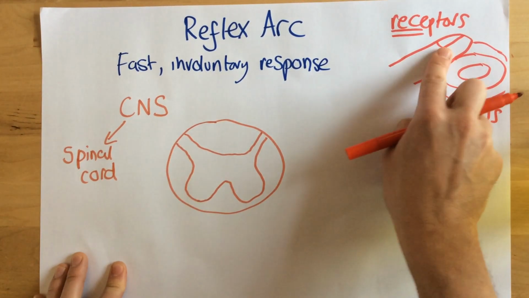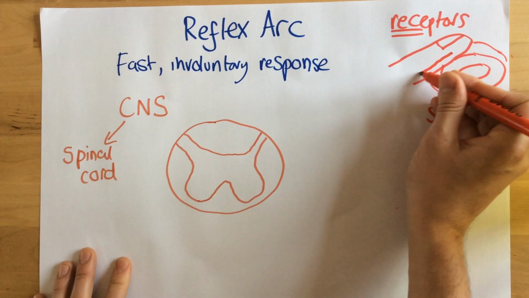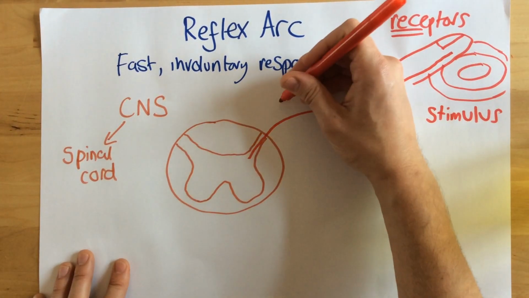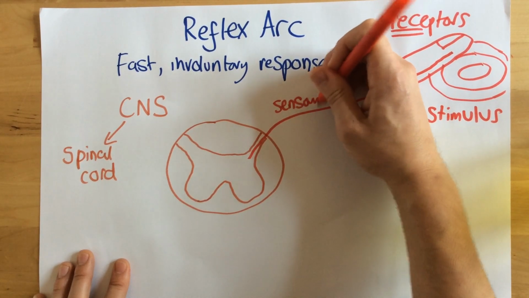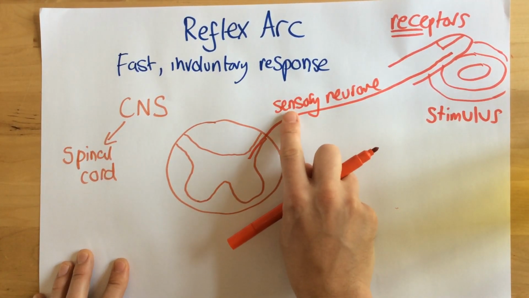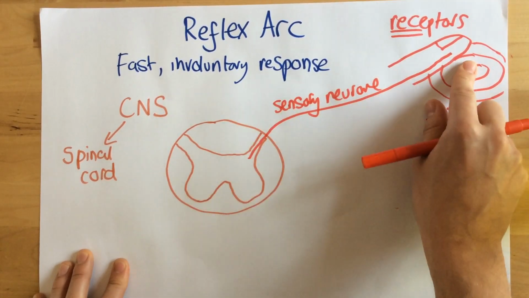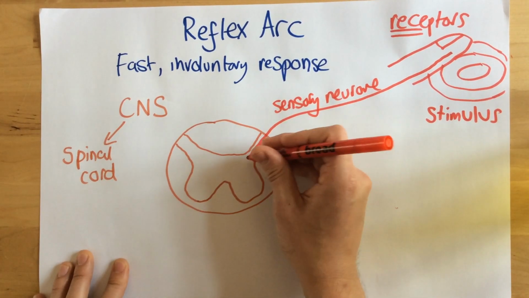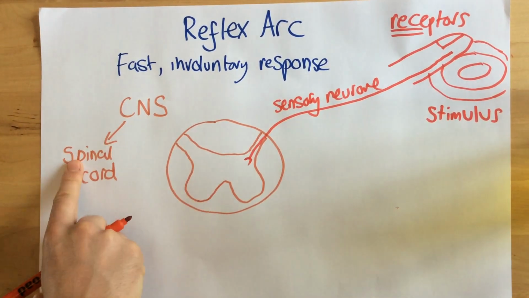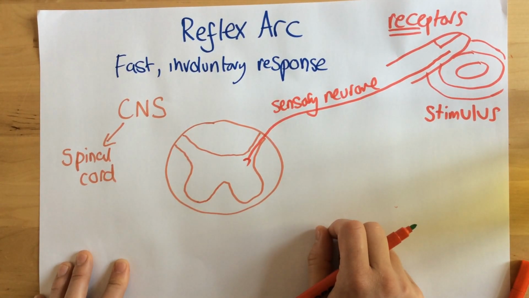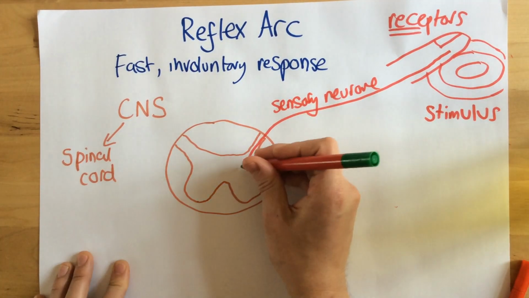So a stimulus is detected by the receptors. Now the receptors send a signal down a type of neuron called a sensory neuron. Because this is the neuron that we are sensing. We are sensing this stimulus, so it travels down a sensory neuron to the central nervous system, in particular the spinal cord. Now, within the spinal cord, we have our second neuron. There's 3 different neurons involved. The sensory neuron is the first one.